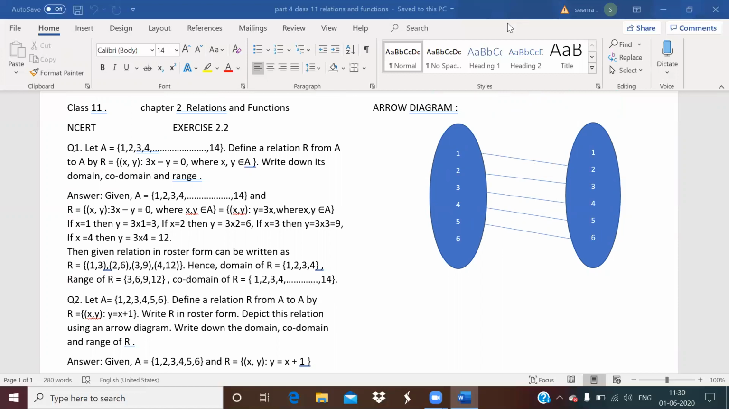And on the basis of this, you can try all questions of exercise 2.2, and then you can find out how we can find the domain, range, and codomain of the function. This is very important.